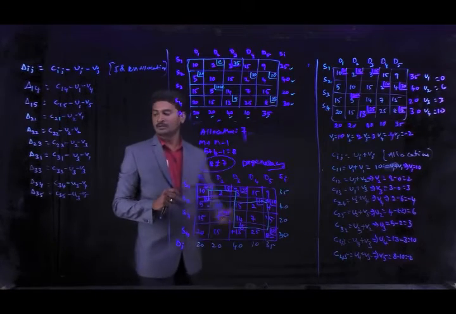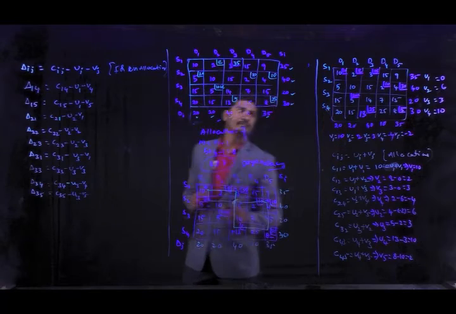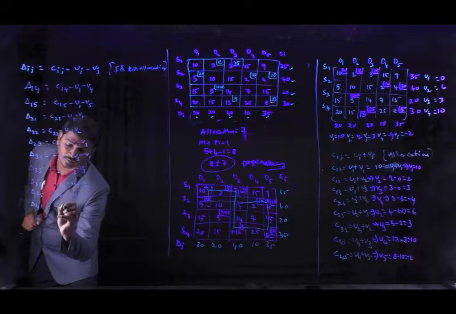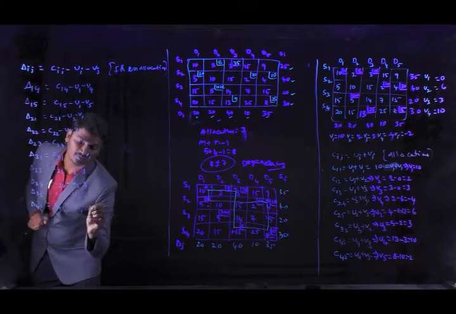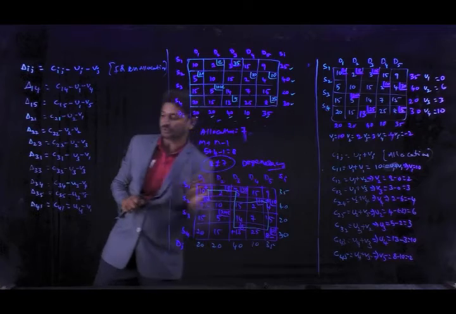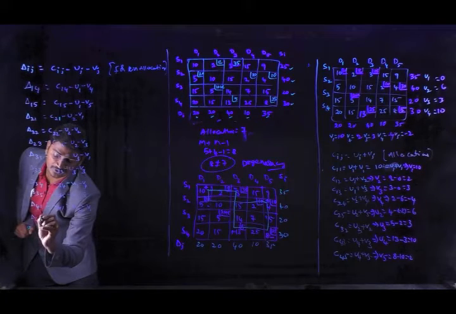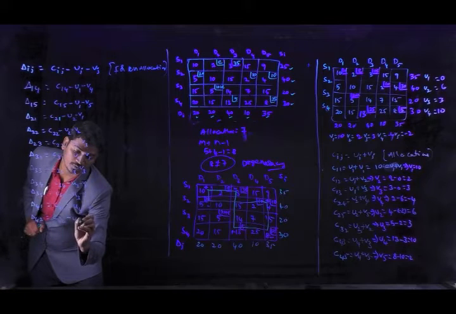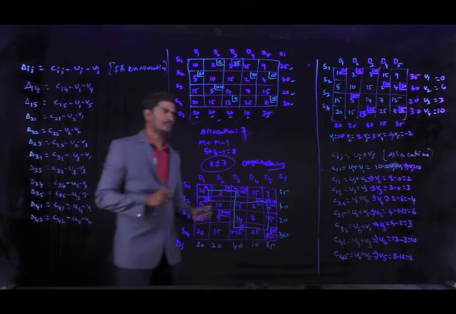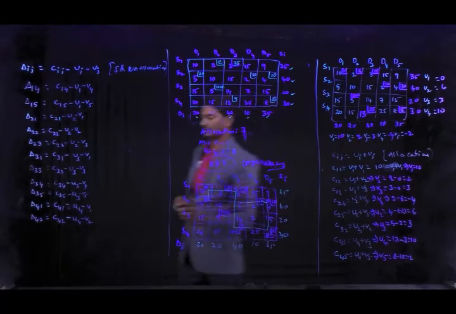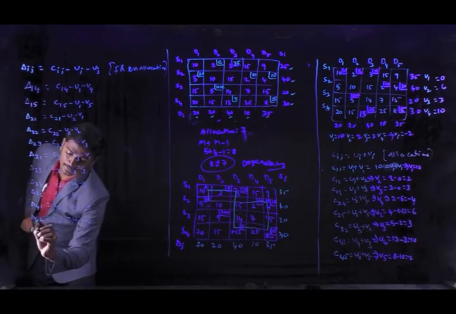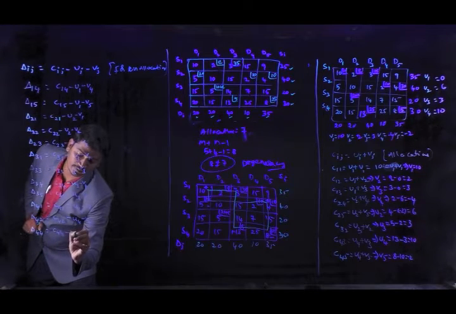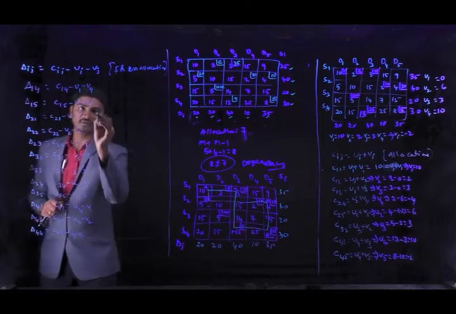Next here S4 D1, C41 minus U4 minus V1. Similarly we have S4 D2, C42 minus U4 minus V2. Next S4 D4. At S4 D4, delta 44 is equal to C44 minus U4 minus V4. Okay, from this we are going to check the optimality.